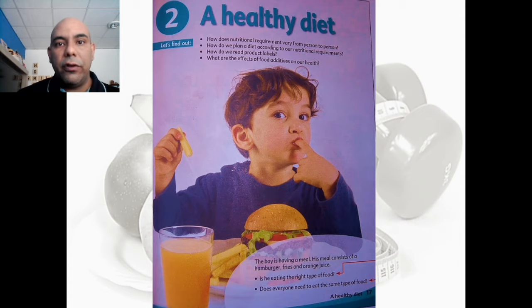The first one, how does nutritional requirement vary from person to person? How do we plan a diet according to our nutritional requirements? How do we read product labels? And what are the effects of food additives on our health? All these questions are going to be important for you because you're going to be using those kinds of questions when you work on the activity book.